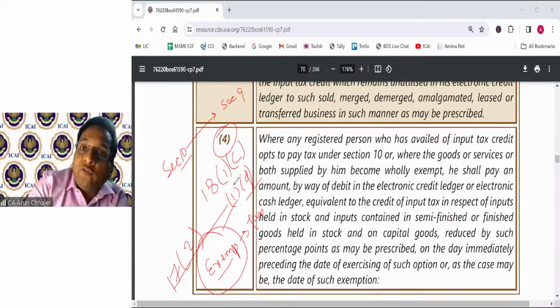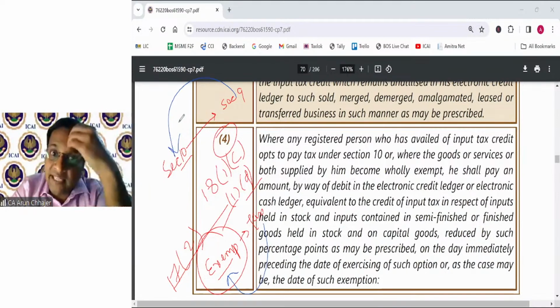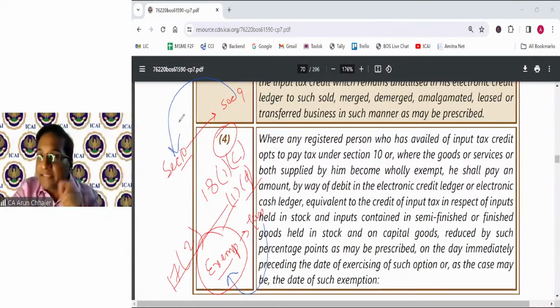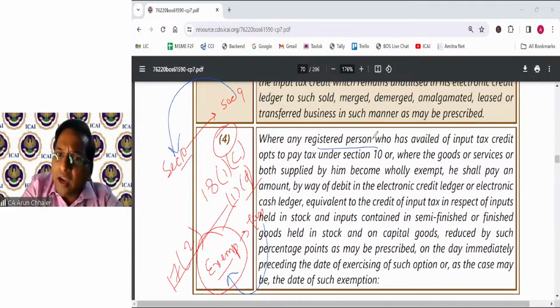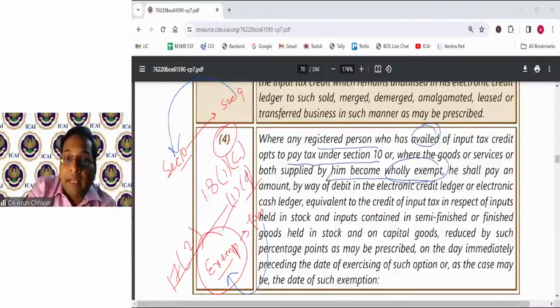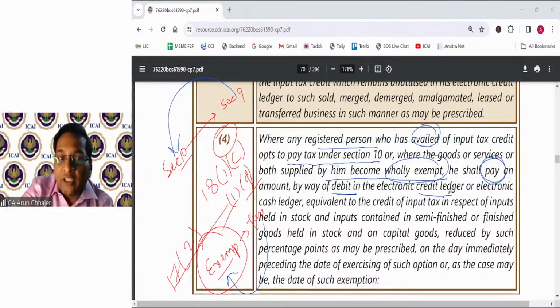Okay. Now 18.4 is talking about the reverse situation. Taxable becomes exempted, or section 9 becomes section 10. Then obviously you will reverse the ITC. One point is clear. If I am dealing in taxable supply and that supply becomes exempted, I have to reverse my ITC. Where any registered person who has availed the ITC because he is registered under the regular category, now has opted to pay the tax under composition, or where he was dealing in a taxable item and now it has become fully exempted, then he must pay by way of debit in the electronic credit or cash ledger.